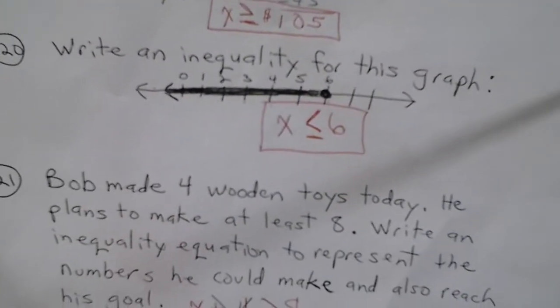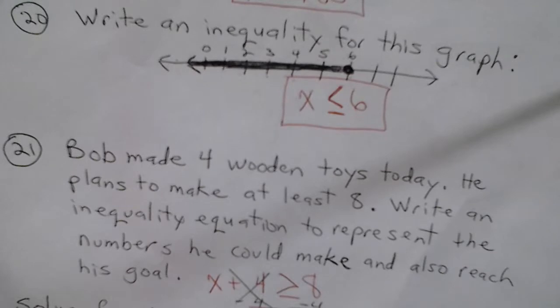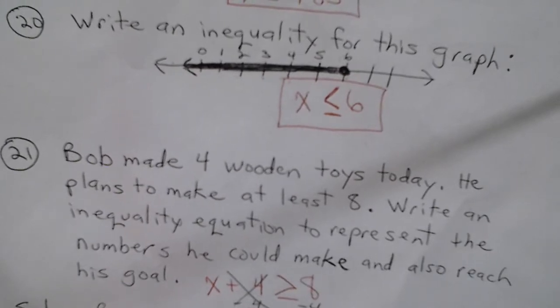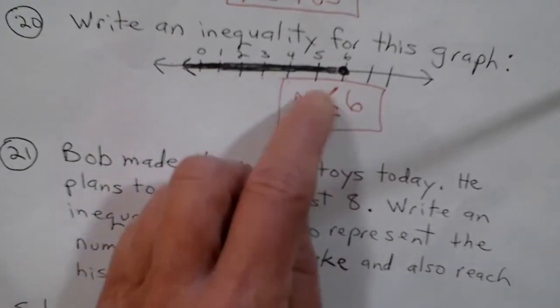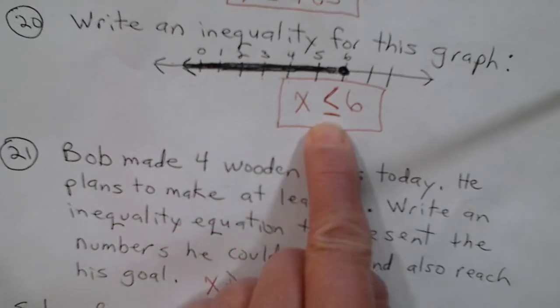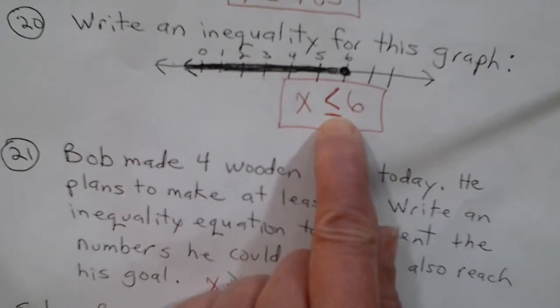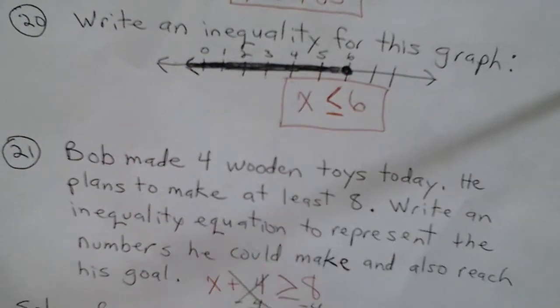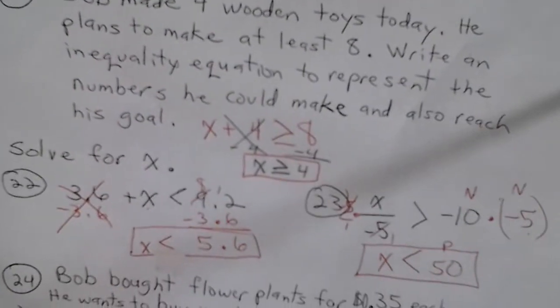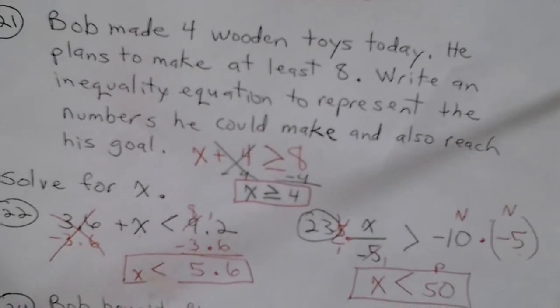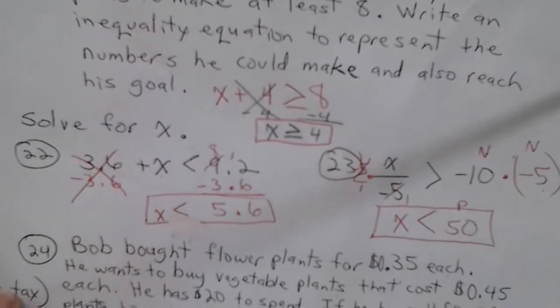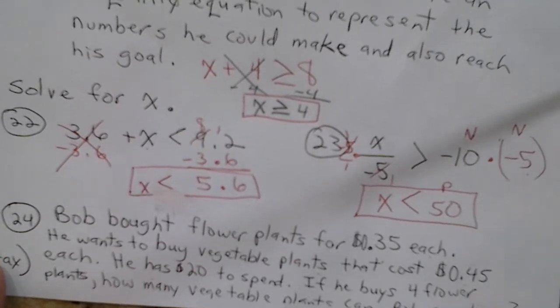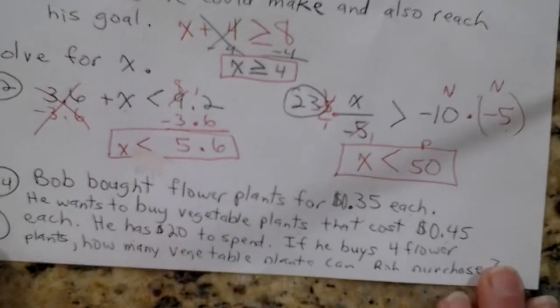Okay, so write an inequality to represent the graph. 6 is included because it's a closed circle. So you have to have the inequality symbol with the or equal to part to it. And everything's below 6, so X is less than or equal to 6. Okay, another word problem about Bob and his wooden toys. I show how that should look.